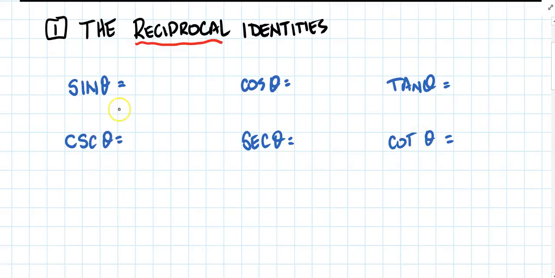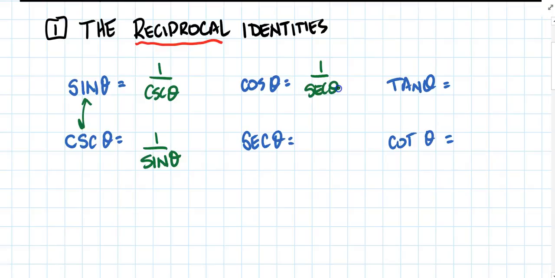The sine of theta is equivalent to 1 over the cosecant of theta. And then therefore the cosecant of theta is equal to 1 over the sine of theta. Notice that these are reciprocals of each other. The cosine of theta is equal to 1 over the secant of theta, and the secant of theta is equal to 1 over the cosine of theta. Again, these are reciprocals of each other. Tangent is equal to 1 over the cotangent of theta, and cotangent of theta is equal to 1 over the tangent of theta.